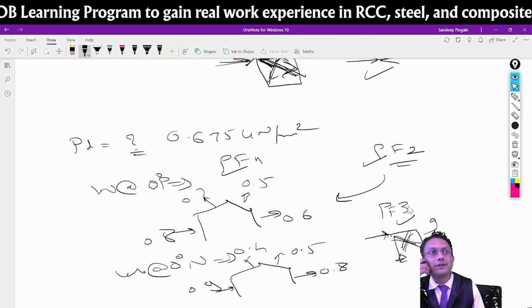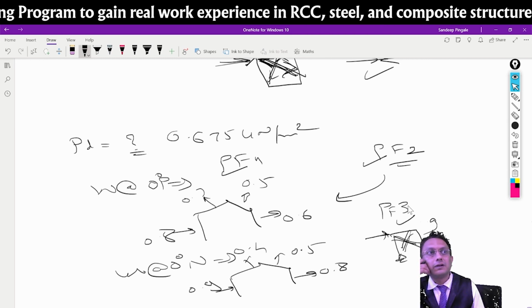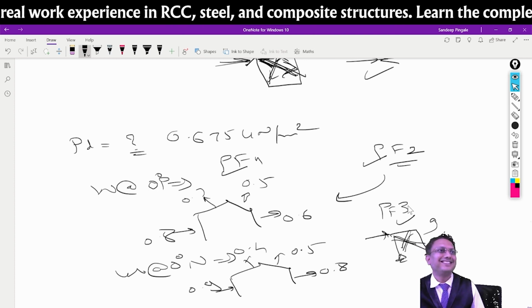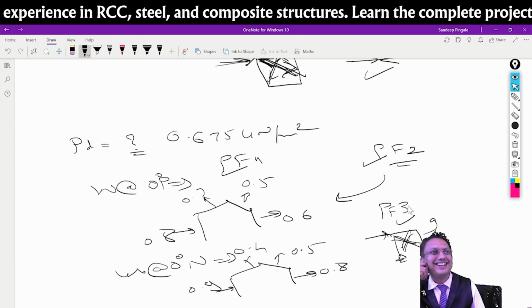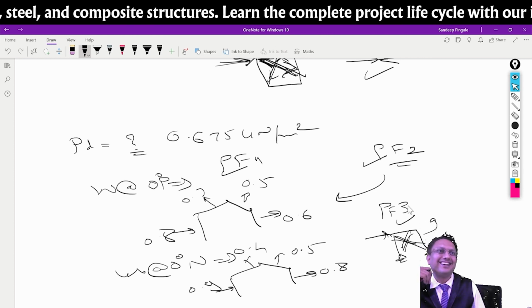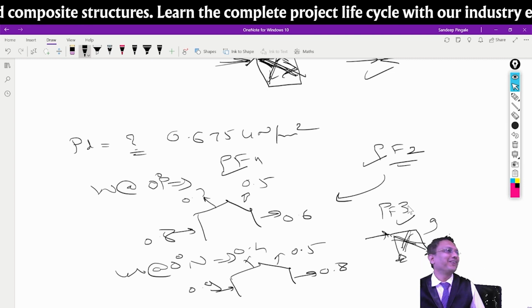So why are we using this intention? It is a good intention. No, that's okay. In compression, can you give rebar?